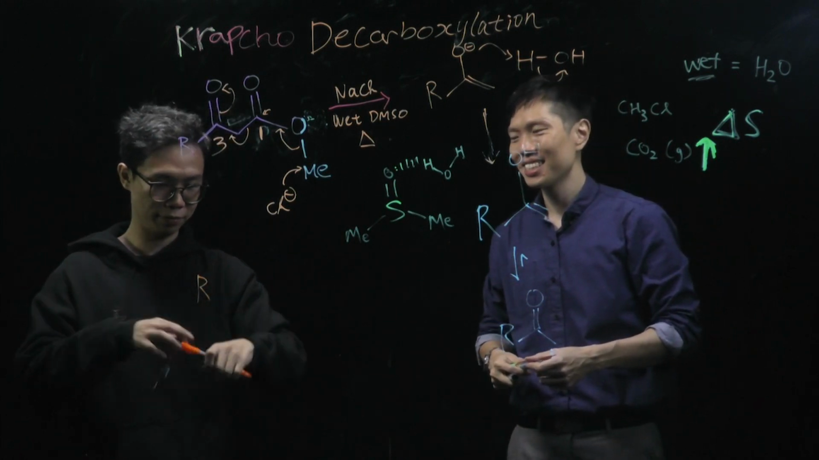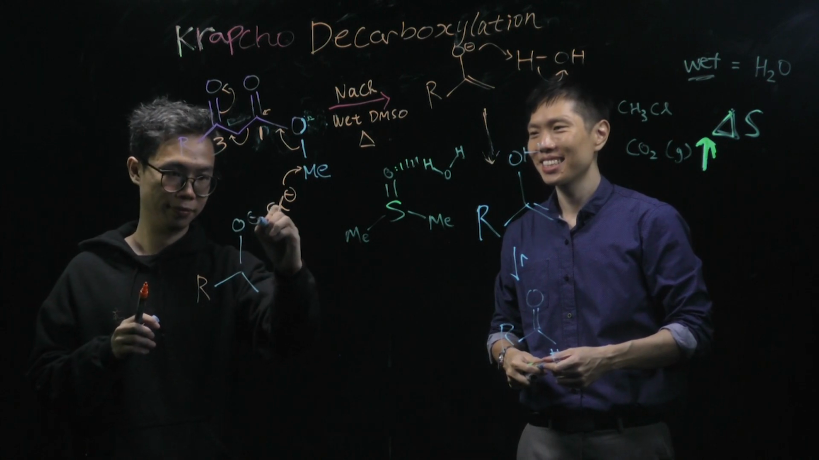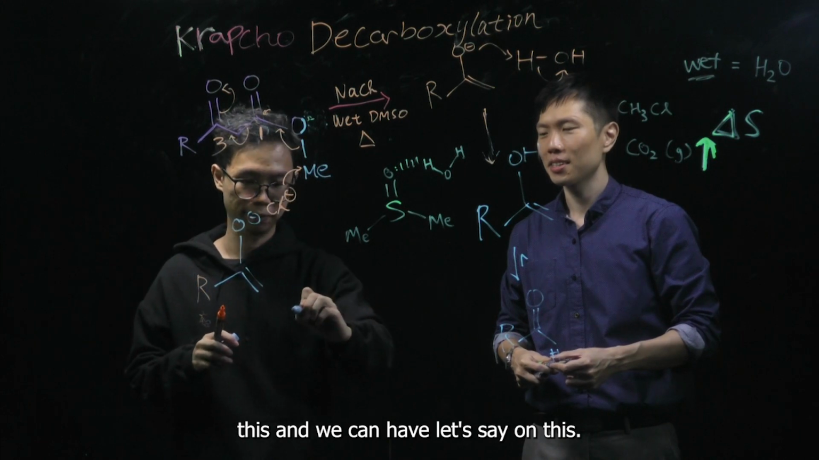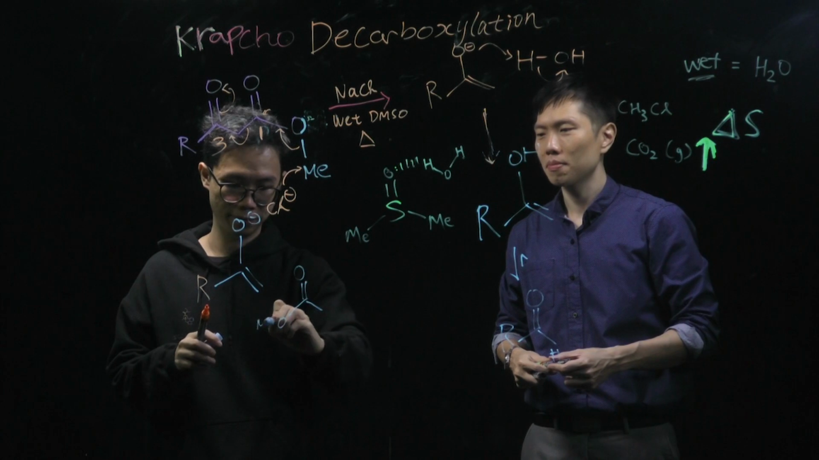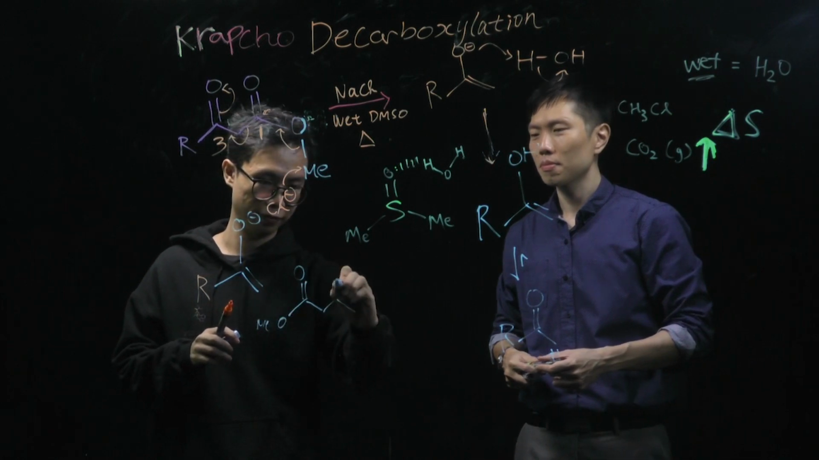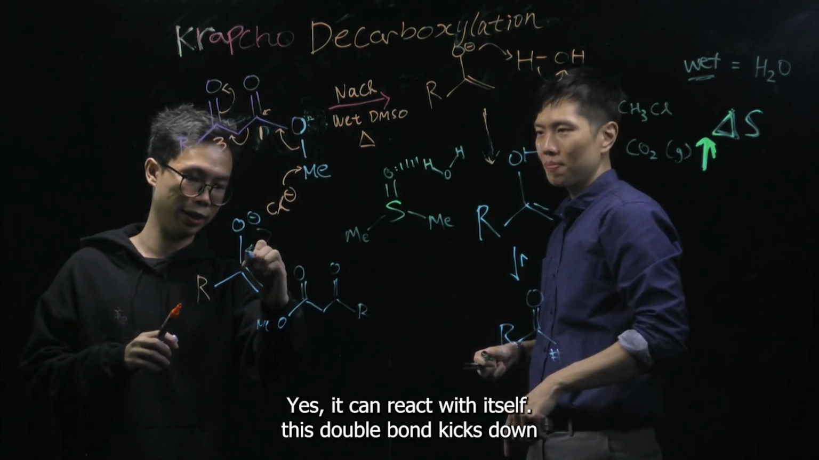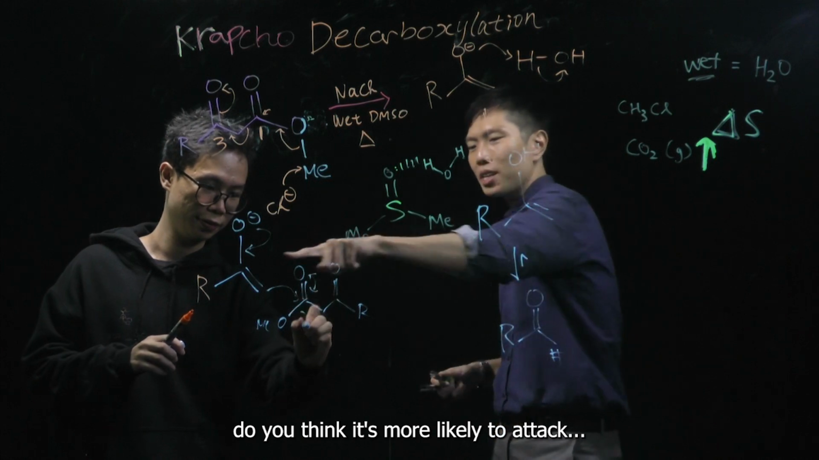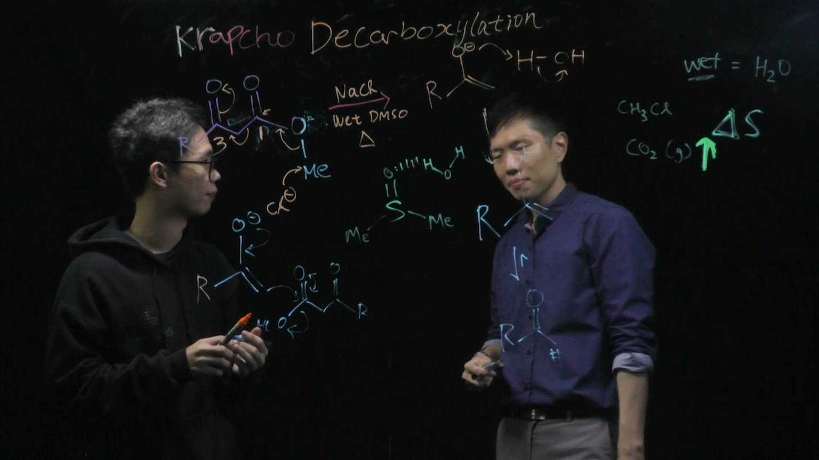So what we have is this, and we can have, let's say, on this end, OMe, double bond and an R. It reacts with itself, right? Yeah, so it can react with itself, this double bond kicks down, and we form a new carbon-carbon bond. Do you think it's more likely to attack right here? Yeah, because methoxy is a good leaving group.